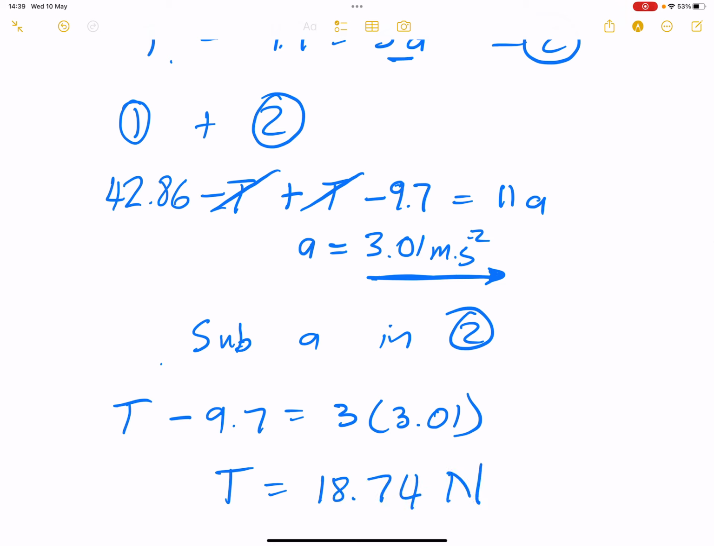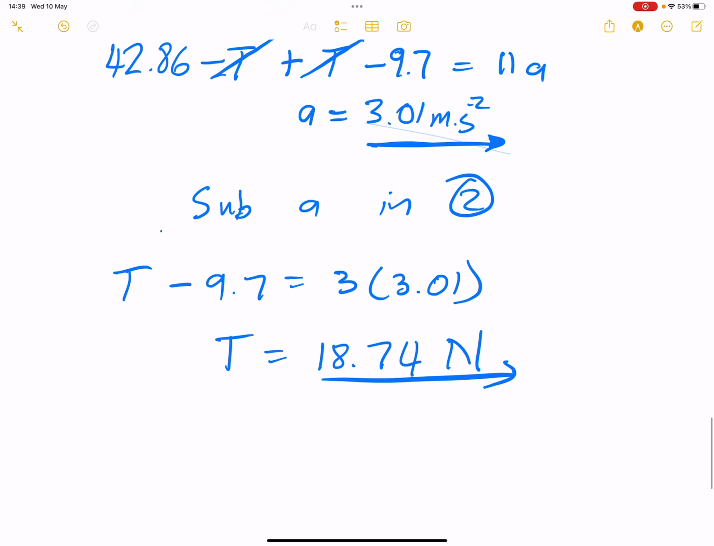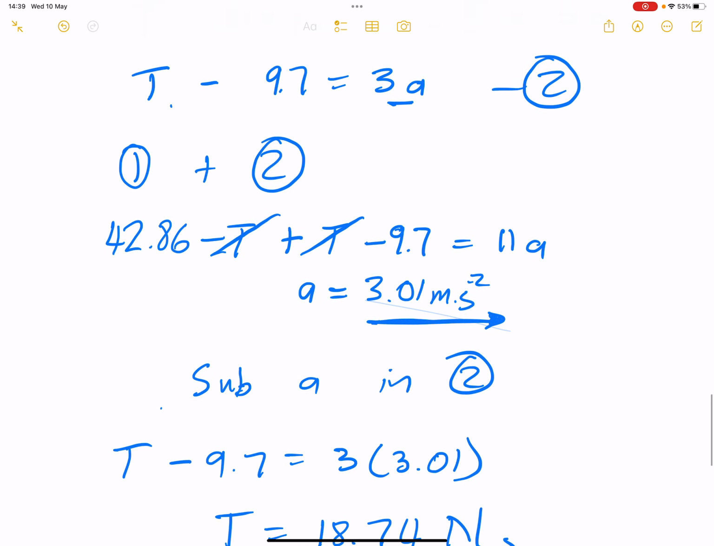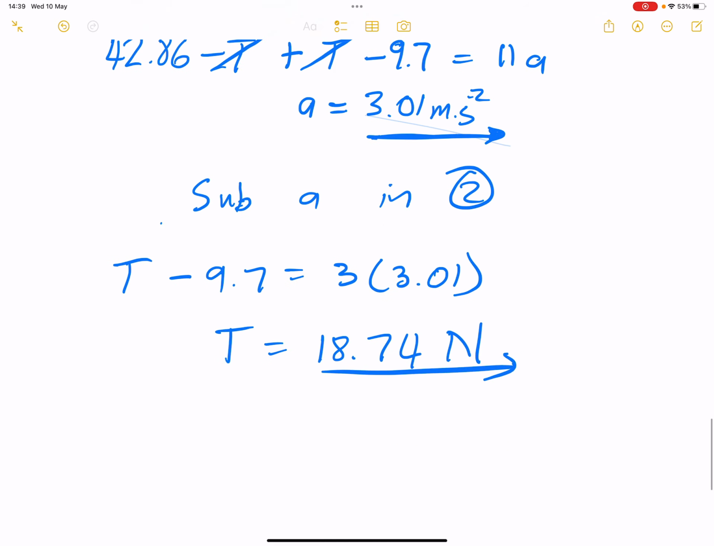18.74 newtons. Of course, if you did not round off as much as I did, or you chose to round off at certain points where I didn't, your value might be slightly different, but it would be around there, 18 newtons. And that is how the cookie crumbles, ladies and gents.